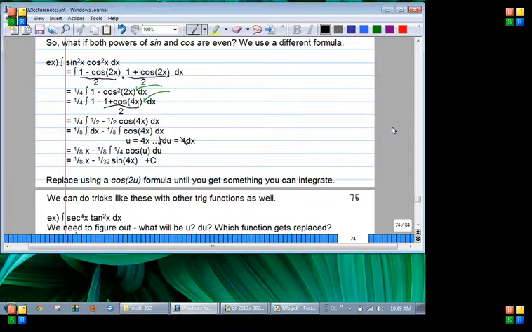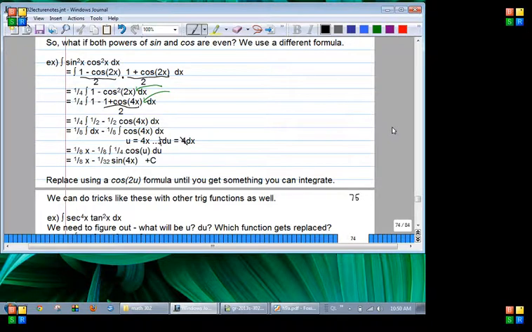So what are the possibilities? What could u possibly be? It could be secant x or it could be tan x. So if u is tan x, then what's your du? Secant squared x dx. Now if u is secant x, what's your du? Secant x tan x dx. It's just going to be one of those two.